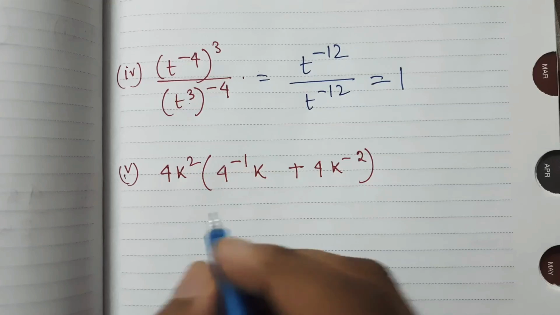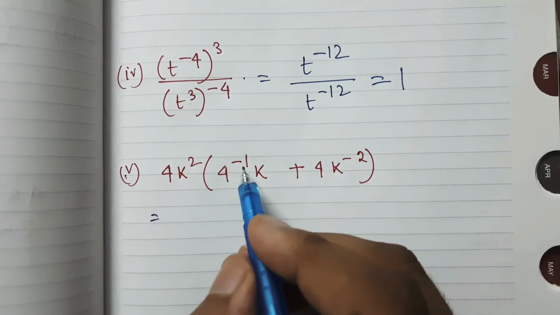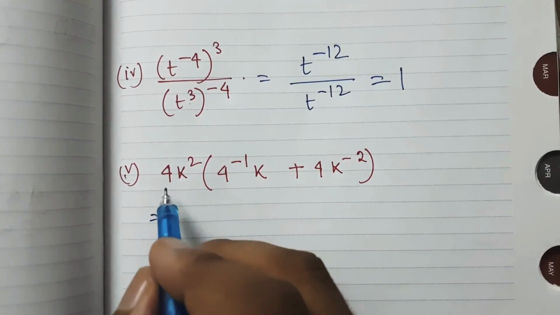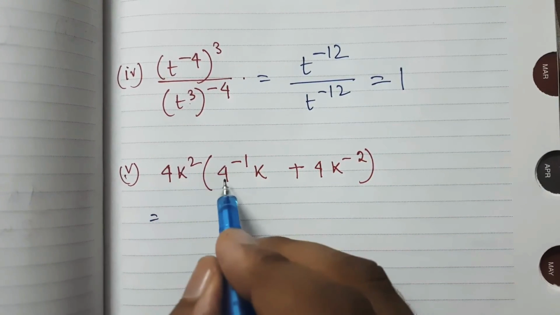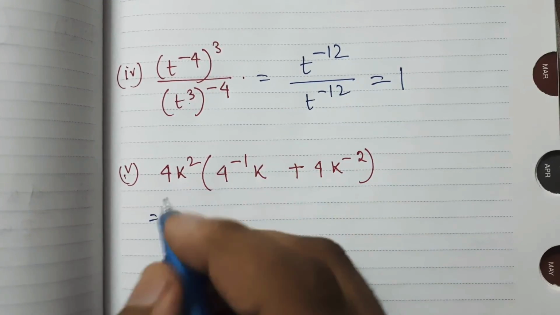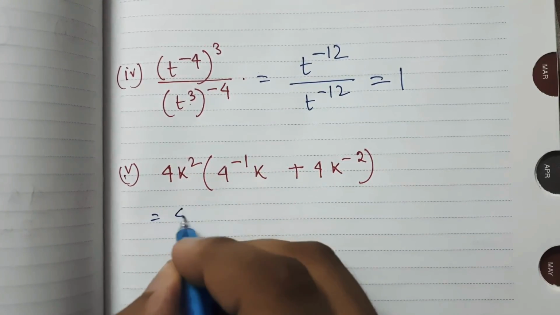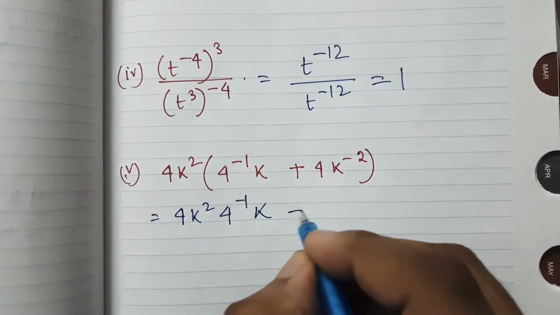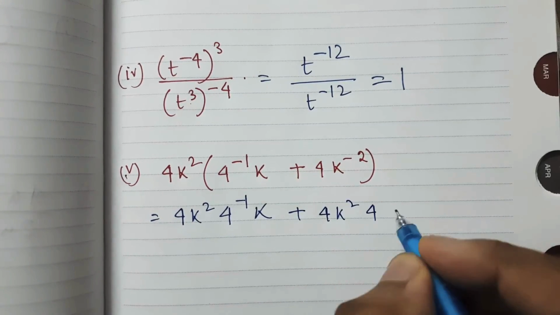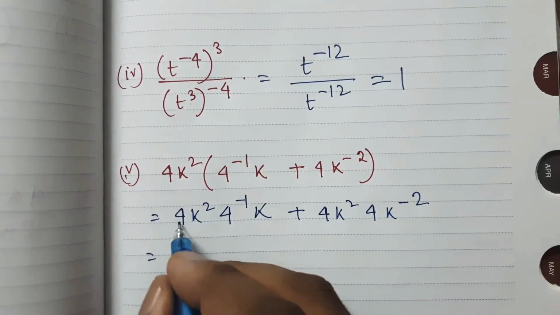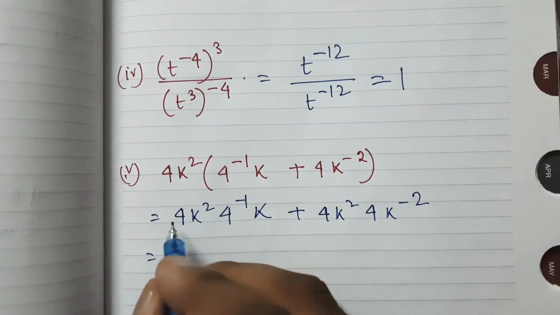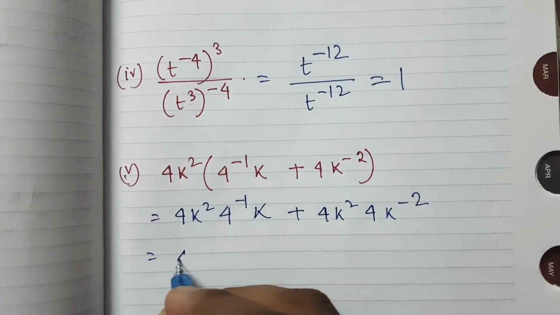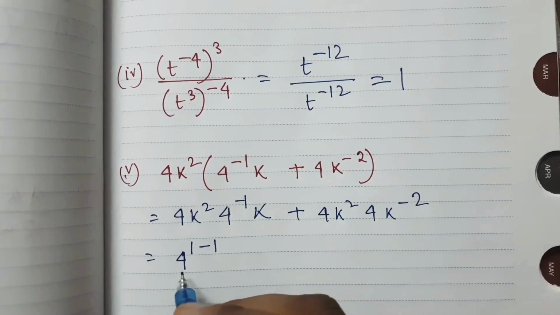This is part 5. Here, instead of applying the negative exponent formula here and here, I am going to do it like this. You just multiply this 4k square into the terms in the bracket. So 4k square into 4 to the power minus 1 and k, then 4k square into 4k to the power minus 2. Now this 4 and this 4 to the power minus 1, these bases are the same, and here the exponent is 1 and the exponent is minus 1. So 4 to the power 1 minus 1, formula number 1.